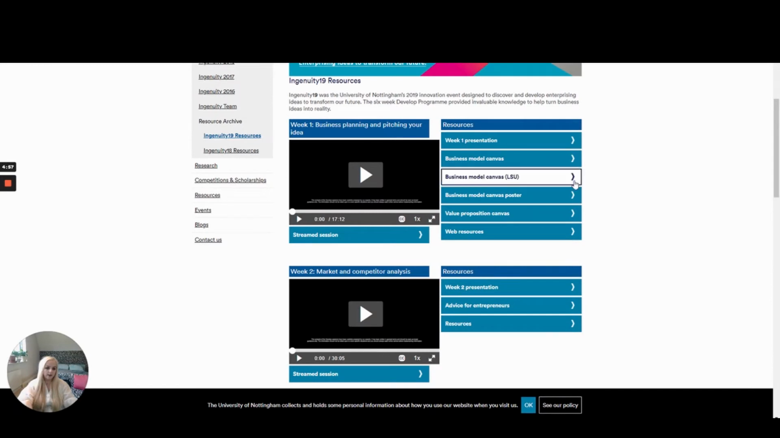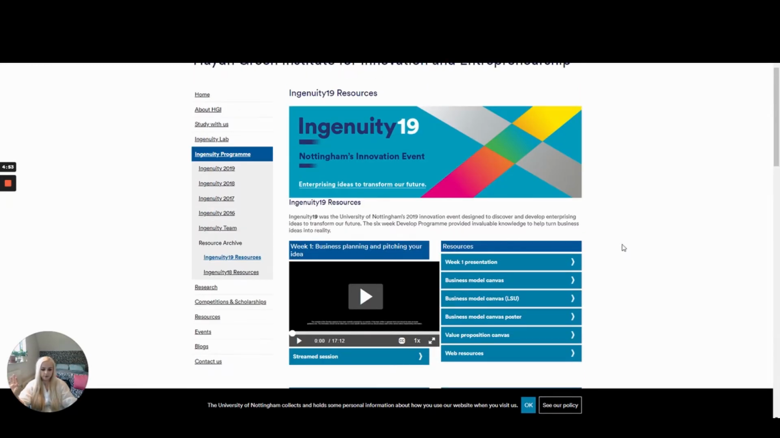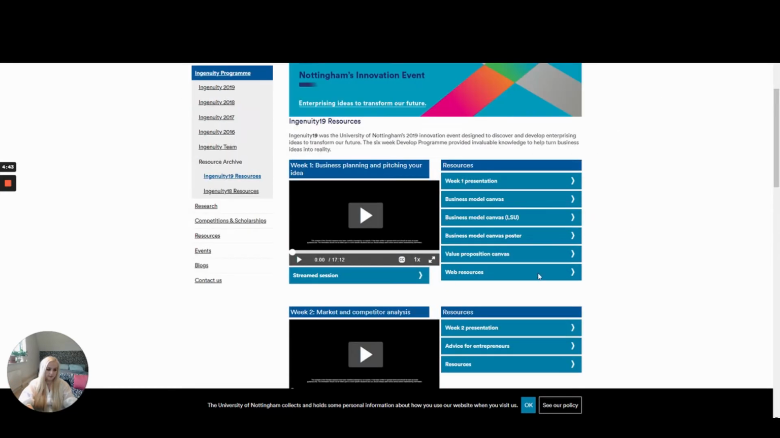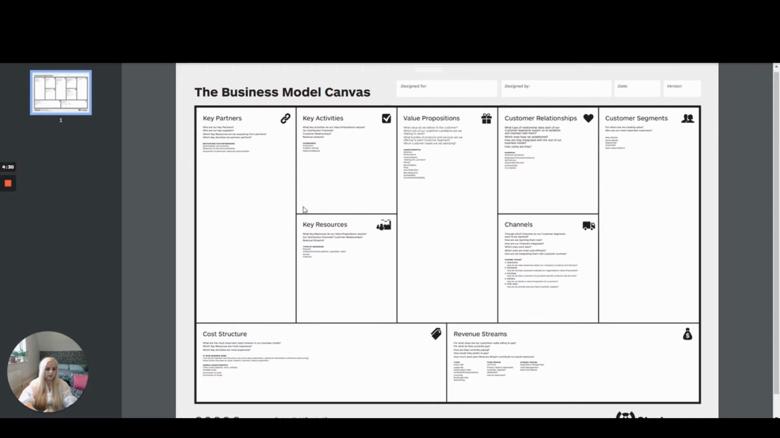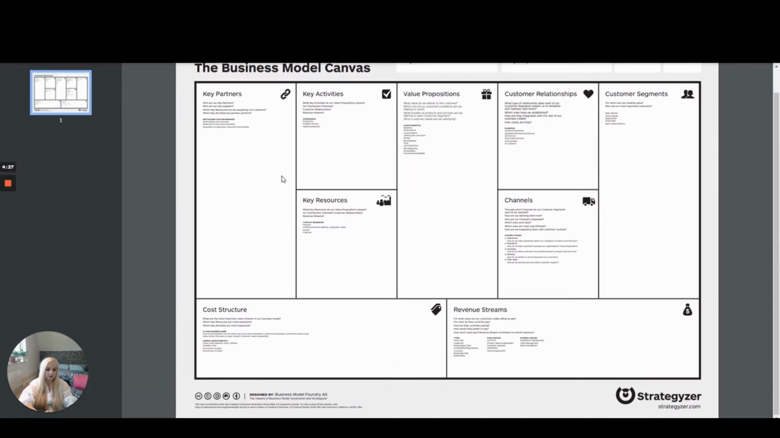So today we are doing the business model canvas. Just wanted to hop onto this Ingenuity 19 resource once more. As you can see, they have some really helpful resources for business planning and pitching your business idea. This is what I think is the original business model canvas layout by Strategyzer. So it has lots of different sections to help you plan your business.